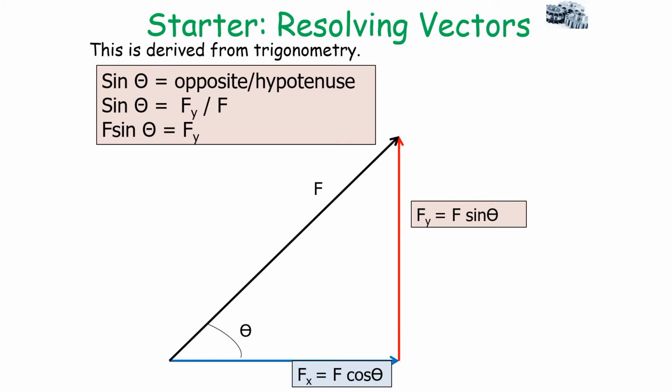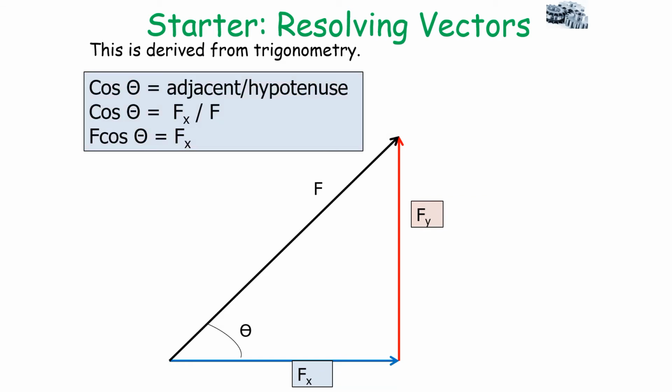So we know that sine of an angle is equal to the opposite side over the hypotenuse, which if you look in this right angle triangle is Fy over F. So we can rearrange it to make Fy the subject by saying Fy is equal to F sin theta. So this again comes from trigonometry ratios.